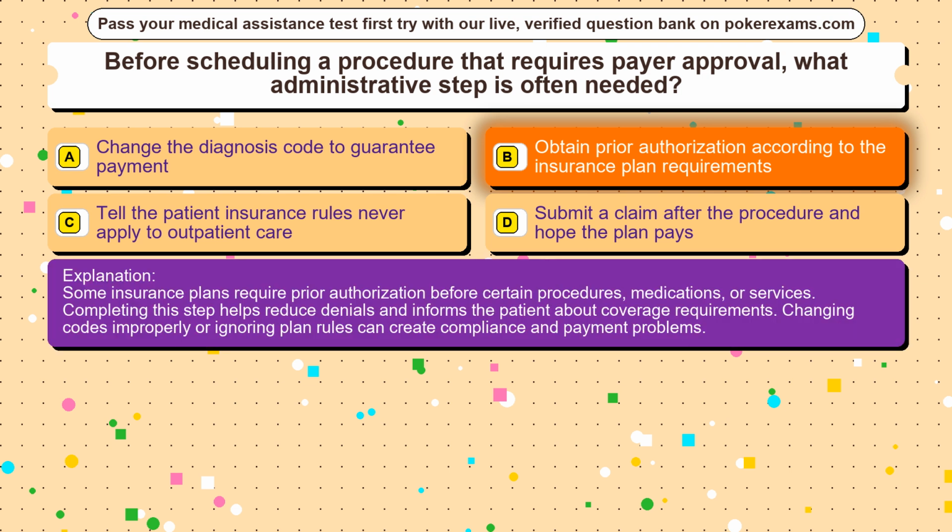Some insurance plans require prior authorization before certain procedures, medications, or services. Completing this step helps reduce denials and informs the patient about coverage requirements. Changing codes improperly or ignoring plan rules can create compliance and payment problems.